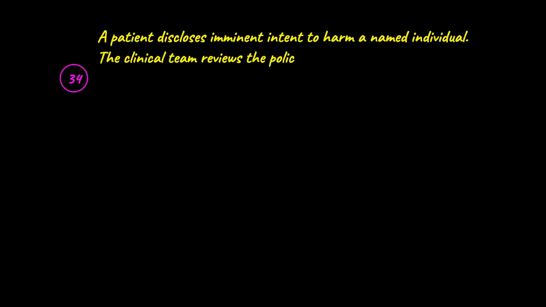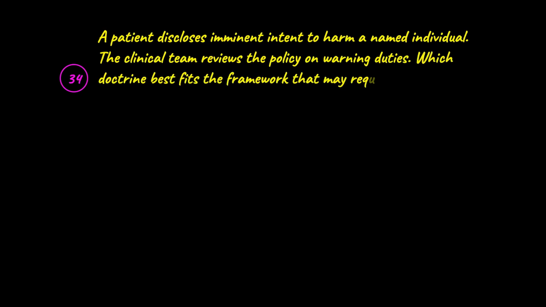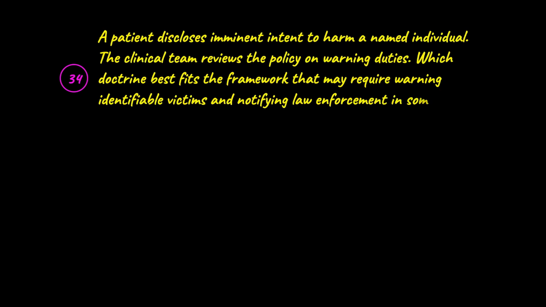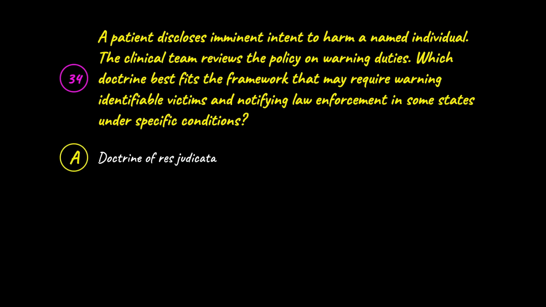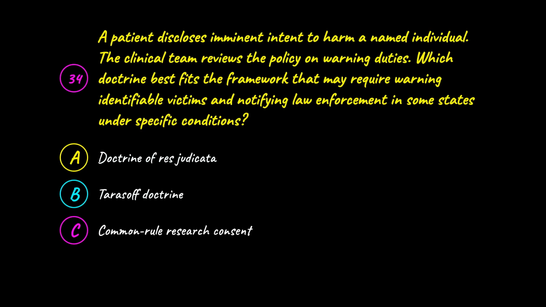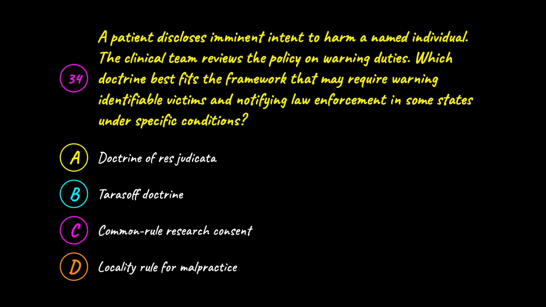Question 34. A patient discloses imminent intent to harm a named individual. The clinical team reviews the policy on warning duties. Which doctrine best fits the framework that may require warning identifiable victims and notifying law enforcement in some states under specific conditions? Your options are A. Doctrine of res judicata, B. Tarasoff Doctrine, C. Common Rule Research Consent, D. Locality Rule for Malpractice. Take a second. Which answer would you pick?